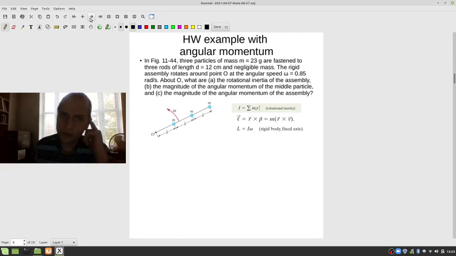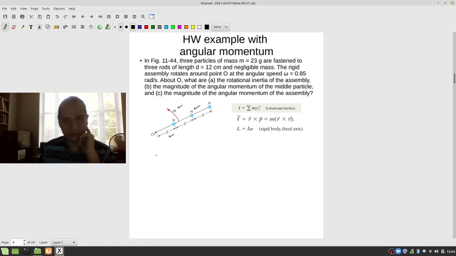Okay, another homework question that I gave you for the homework that's due this coming Monday is this one. It says you've got 3 particles with different masses, and they're fastened to a rod with a negligible mass. It says the rigid assembly rotates around point O at an angular speed. Okay, so they give you a number for this, a number for that, a number for that. It says, what are the rotational inertia of the assembly, the magnitude of the angular momentum of the middle particle, and the magnitude of the angular momentum of the assembly.